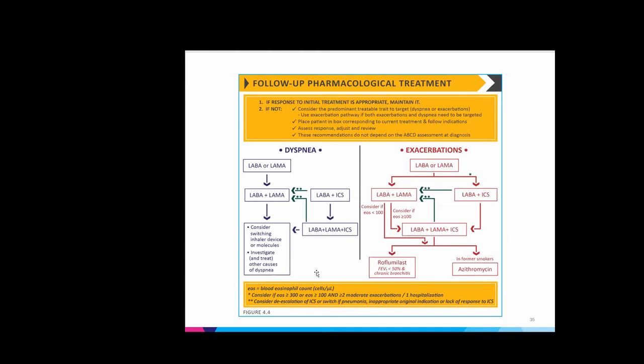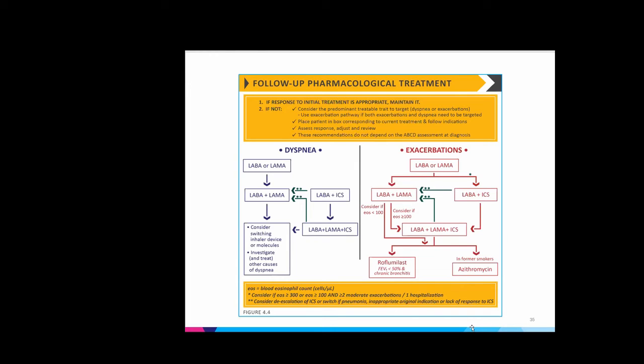Okay. If despite LABA and LAMA or triple therapy, they remain short of breath, we'll talk about advanced therapy, but consider changing the kind of inhaler they're using. Again, look to see if they're using it properly. Maybe they'll benefit from a different kind of device. And then if you look at the exacerbations, this is somebody who's on a LABA or LAMA.